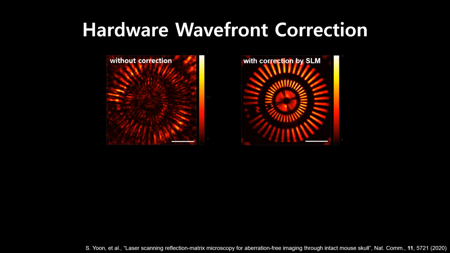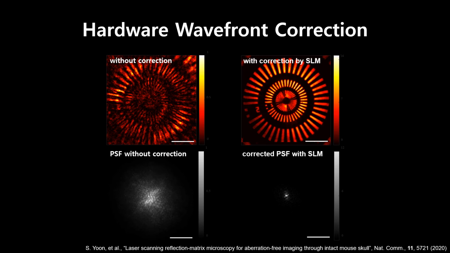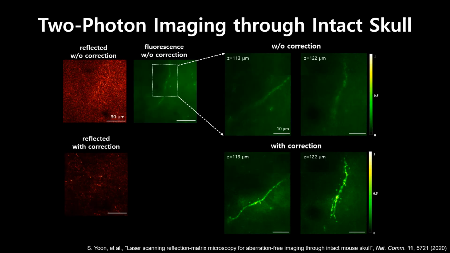The image on the right, in which the sample-induced wavefront distortion has been physically corrected with the SLM, looks much clearer than the image on the left without aberration correction. It can also be seen that the point spread function after wavefront correction is much sharper than without correction. This hardware wavefront correction technique was applied to the 2-photon fluorescence imaging of neuronal dendrites beneath the mouse skull.